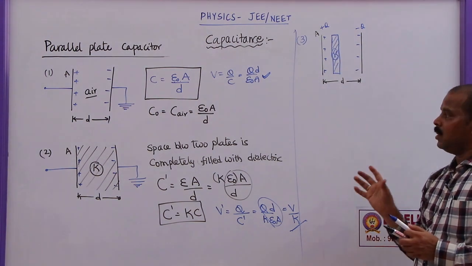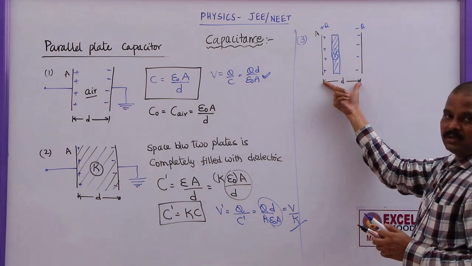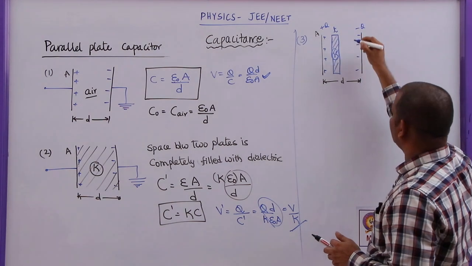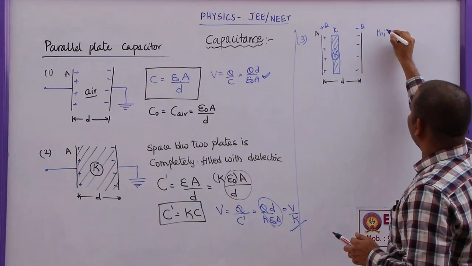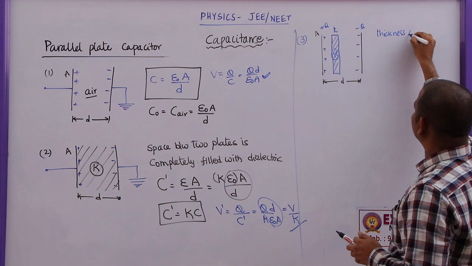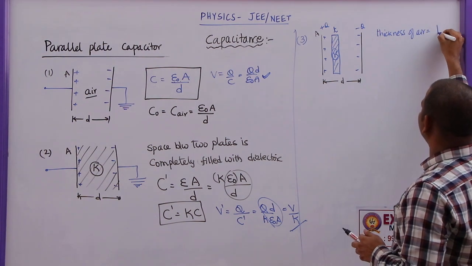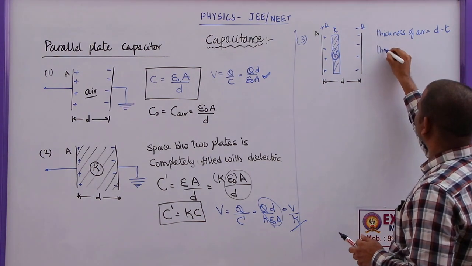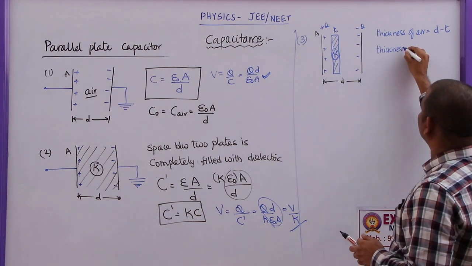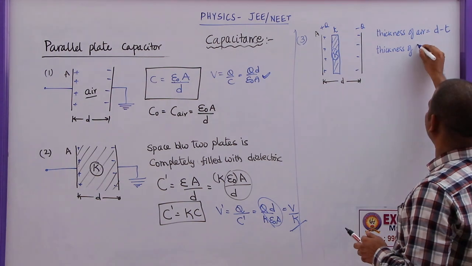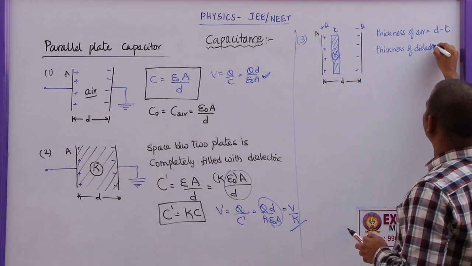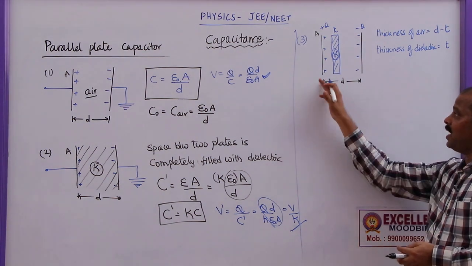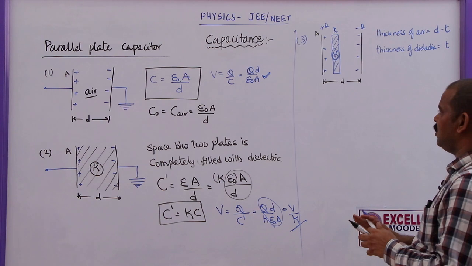So, what is the thickness of air between the two plates? Total thickness or separation is d. Thickness of this one is, let us say, a small t. So, thickness of air is equal to d minus t, and the thickness of dielectric is equal to t. So, how to find out the capacitance of this one when it is partially filled?